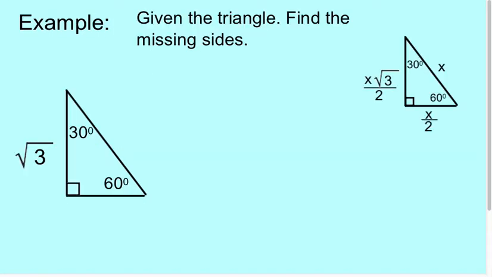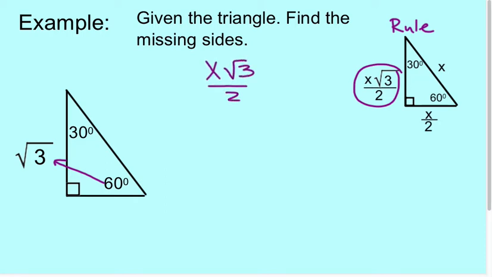All right, so let's do a couple examples. Off to the right I have your rule for you so we can follow it. And what we give you is square root of 3, which is opposite the 60 degrees. So if we come over to our picture, our rule, x square root of 3 over 2 equals the square root of 3. So what we need to do is solve this equation. We need to find out what x is.